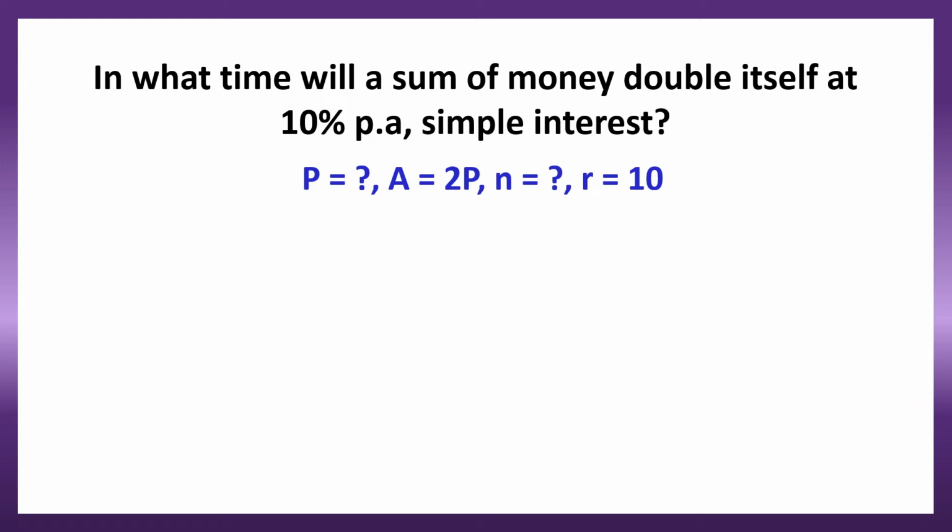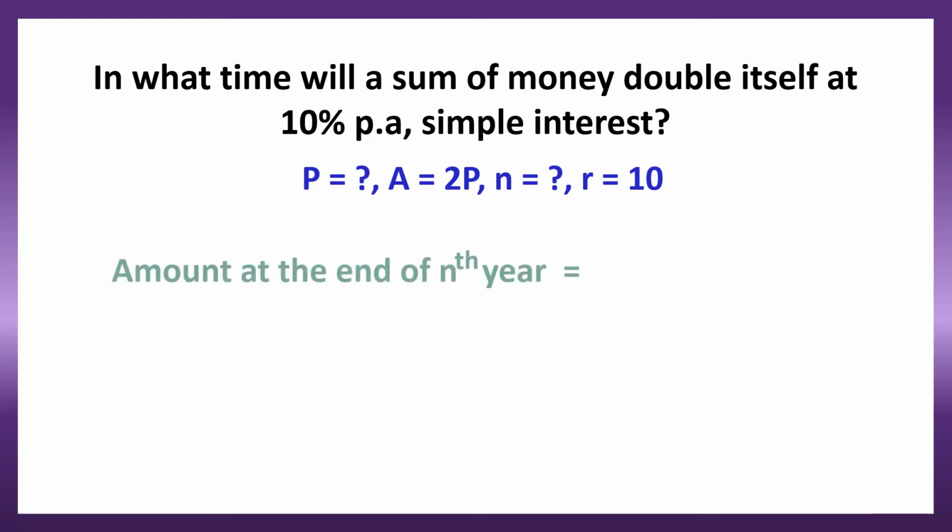Amount is principal plus interest. So when this interest is added to the principal, the amount is doubling. Principal becomes 2 times. That is why we are taking the amount as 2P. Then N is unknown. In what time, it is asked to be found. Then R is given as 10% per annum.